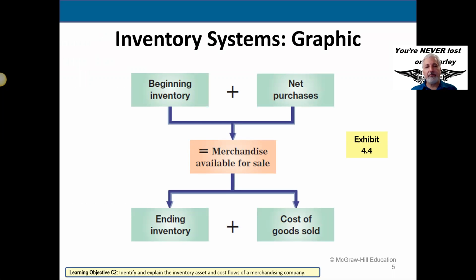So here it is in a graphical form. Beginning inventory plus net purchases equals available for sale. And available for sale will always equal what you sold plus what you still have. It's either one place or the other.